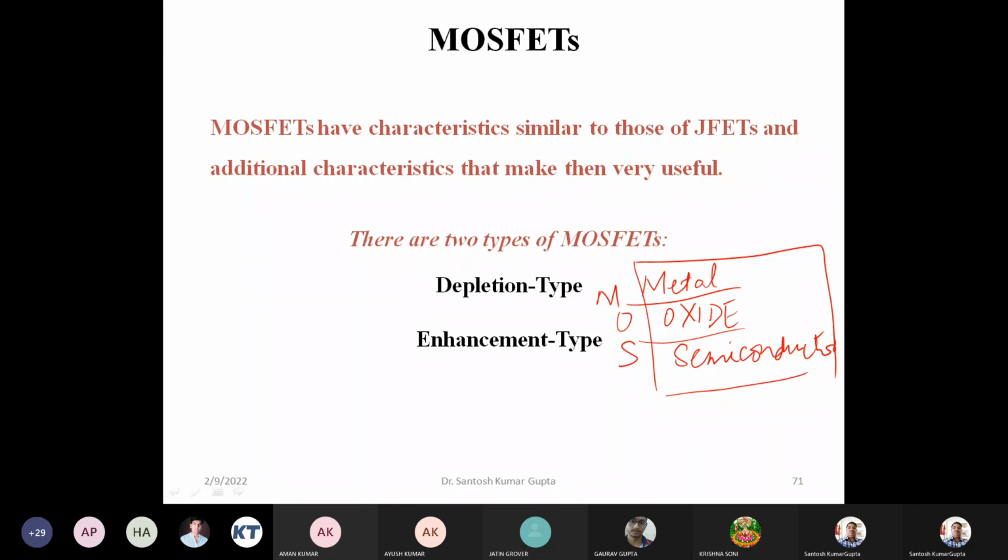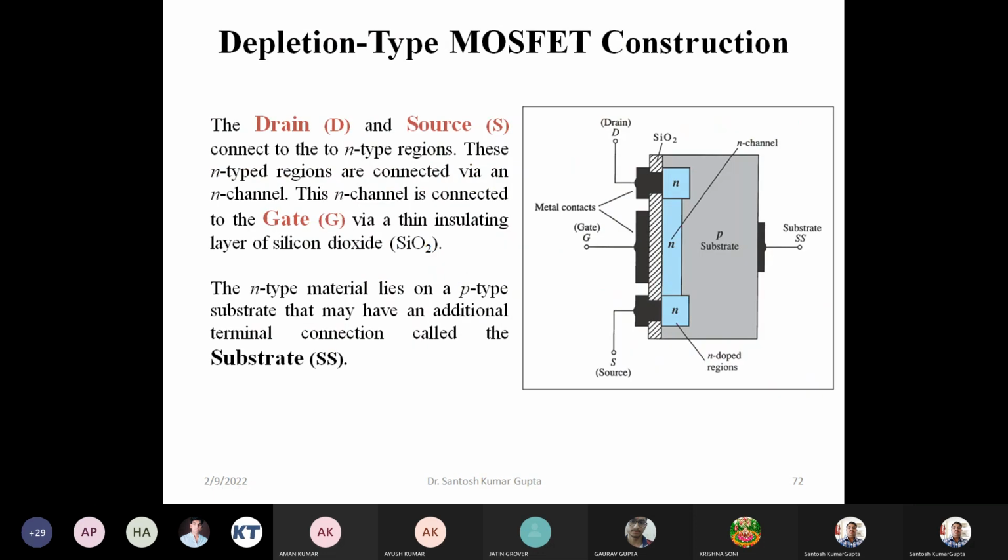So we have two types of MOSFETs. One is called the depletion type of MOSFET, another is called the enhancement type of MOSFET. We will look at both of these. First, let us understand the depletion type of MOSFET.